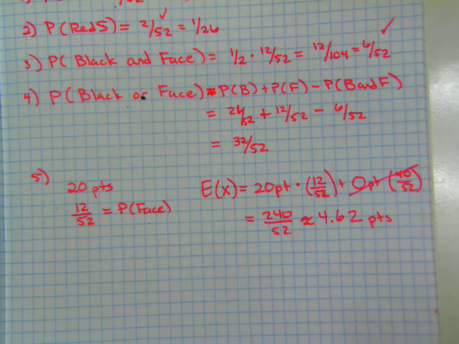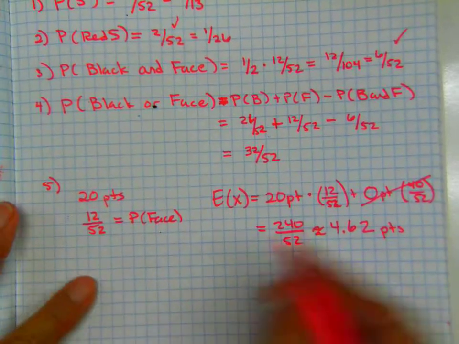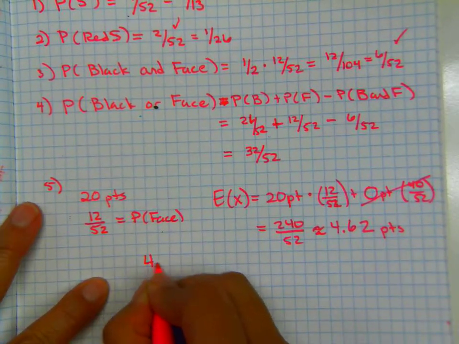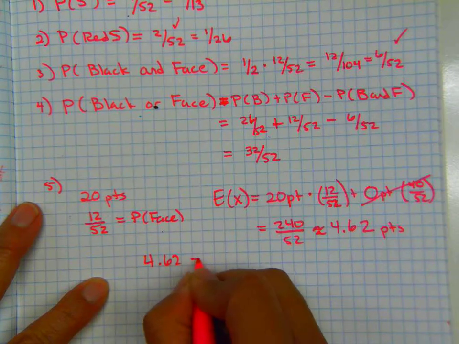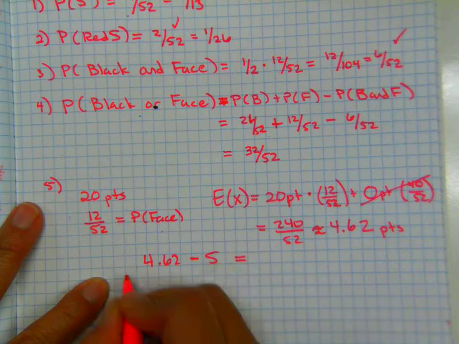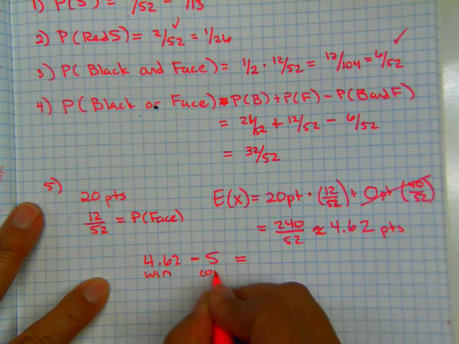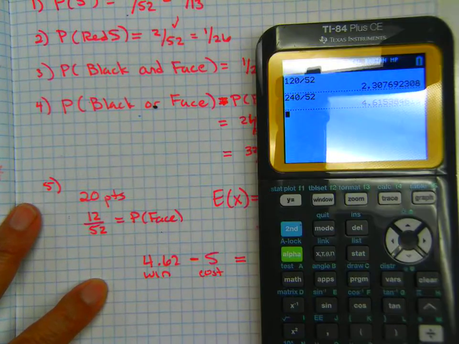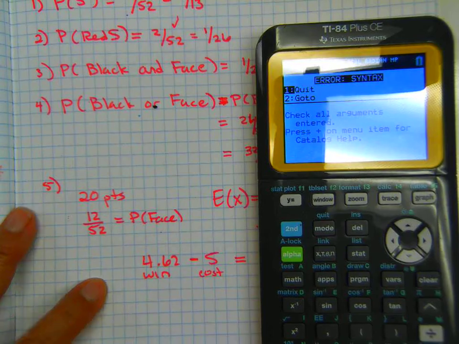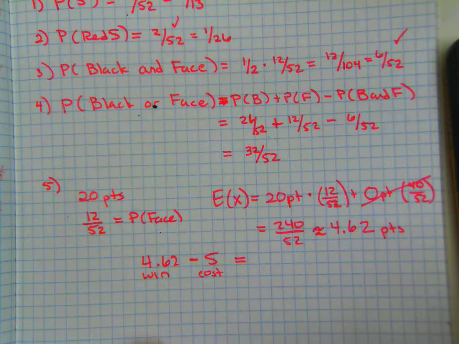However, it cost me points to play. If we look back at the original problem, it cost $5 to play. So I've got to subtract that off. I might get 4.62 points, but I have to take off the 5 points that I originally had to pay to play. So this is how much I would win, but this is how much it cost. So 4.62 minus 5 is negative 0.38.